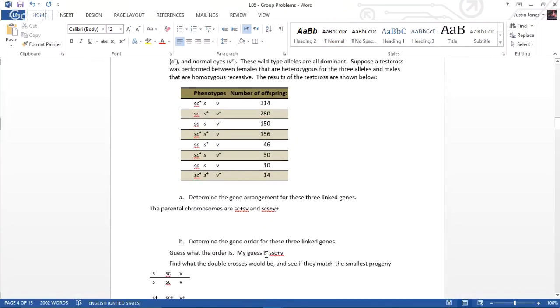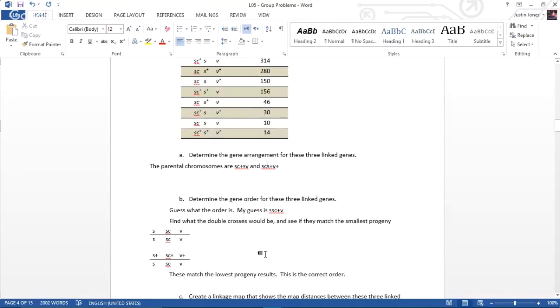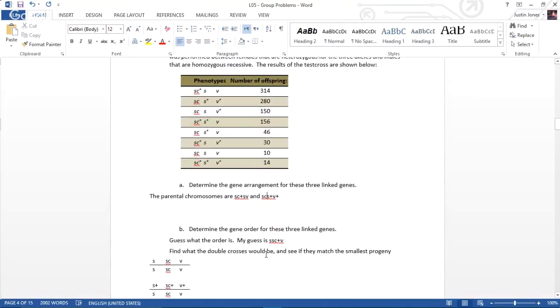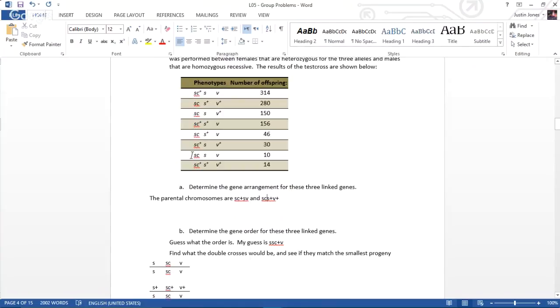And there's that. So the next one, determine the gene order. So kind of the same thing. If you come down to the minus, so like right here, SC, SV. Well, that one shares 2 with this top one. So it's only SC that's swapped. So we're thinking SC should be in the middle. So let's check here. If we flipped just SC, does S plus V plus match up here? S plus V plus. Oh, and there's SC. So yep, that works. We know SC is going to be in the middle.